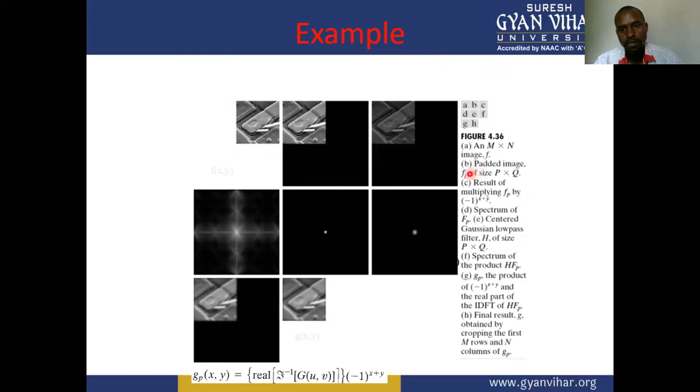The padded image fp of size P and Q, then we multiply that padded image by (-1)^(x+y), and this is what we get. Then from there, we find the centered spectrum. Then from this centered spectrum, we obtain a Gaussian low-pass filter H of size P and Q. Next, we get the product with this Gaussian filter, which is represented in this form. Then next, we apply the discrete Fourier transform. Now we get our filtered image.